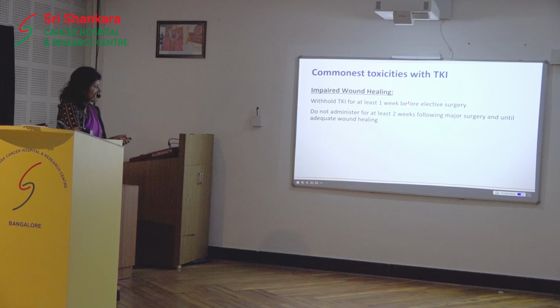So at least 1 week before an elective surgery, these tyrosine kinase inhibitors, especially the multi-tyrosine kinase inhibitors with anti-VEGF action, have to be withheld, and for at least 2 weeks following a major surgery, or until adequate wound healing, we are not supposed to restart. This is because it can delay the wound healing process. Also, in certain reports I was reading, in anaplastic thyroid cancer, which is locally quite aggressive and infiltrating the surrounding structures, it can also cause bleeding.